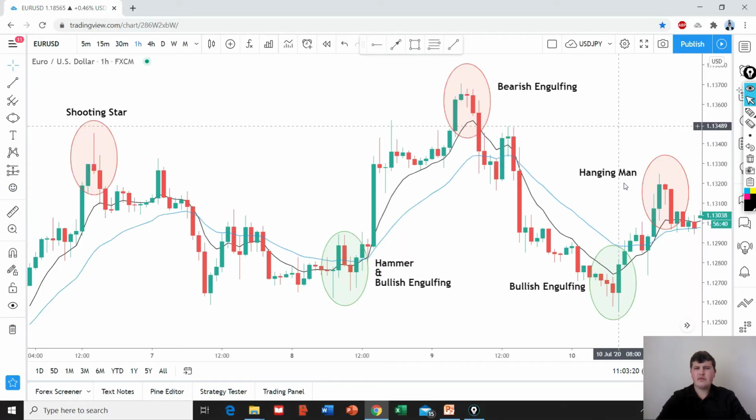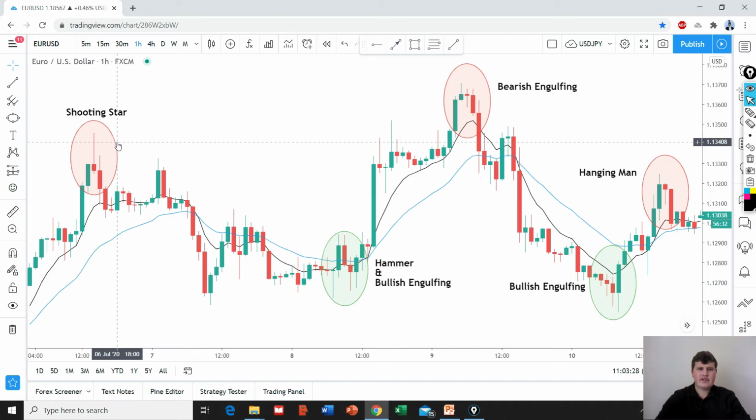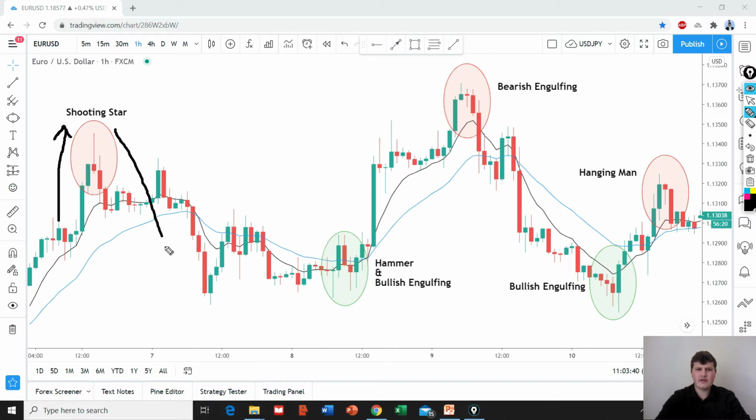So here are some examples of the candlestick patterns that I showed you on the previous slide, with the most obvious starting on the left, a shooting star pattern that formed over here. As you can see, the bulls tried to push the price higher, but at the end they failed to, and price made a move lower after the formation of this shooting star candle over here.